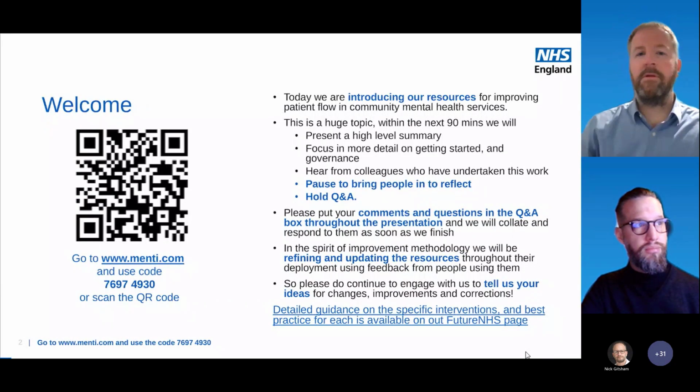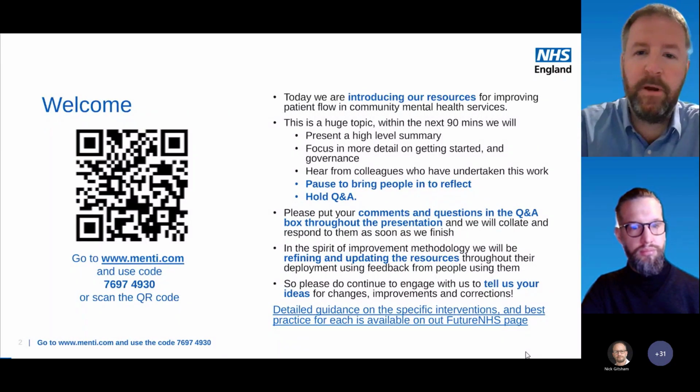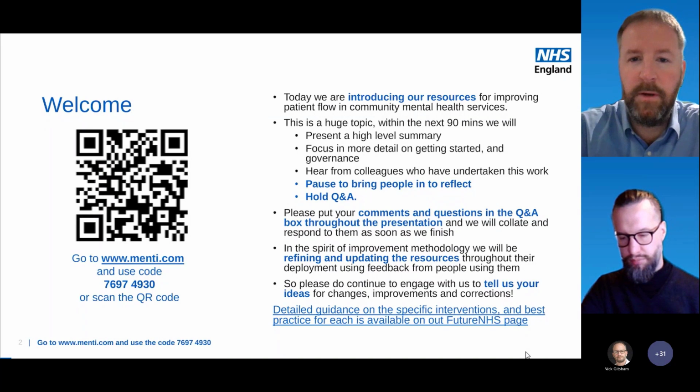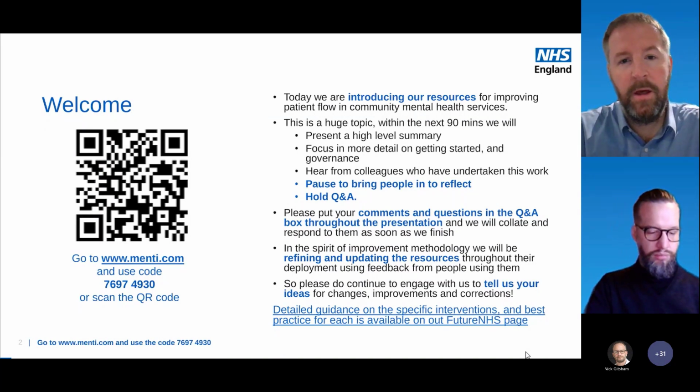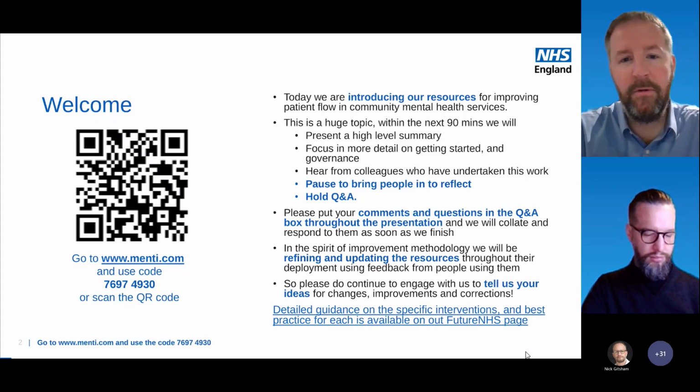So today we're talking about our resources for improving patient flow in community mental health services. As it says here, this is a really big topic. So in the next hour and a half, we're going to pack it in as tightly as we can, but we really will be presenting a fairly high level summary and focusing in a bit more detail on how to get started and on governance.